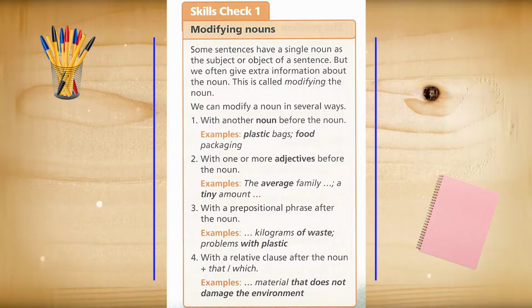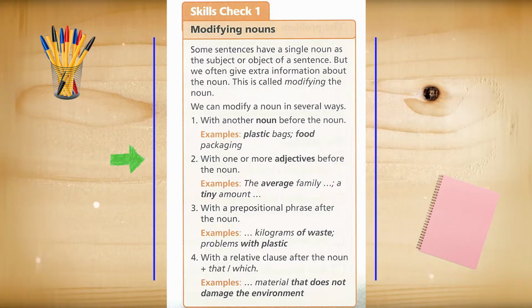Skills check 1. Modifying nouns. Some sentences have a single noun as the subject or object of a sentence, but we often give extra information about the noun. This is called modifying the noun. We can modify a noun in several ways. 1. With another noun before the noun. For example, plastic bags, food packaging.